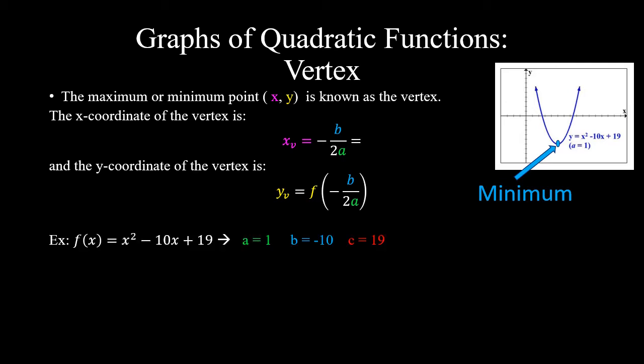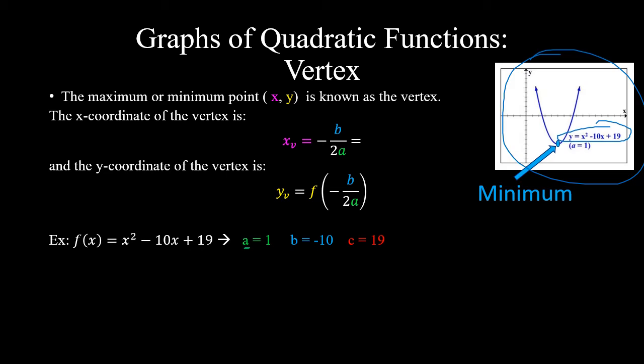So let's look at this example that I have right here on the screen. This function is y equals x squared minus 10x plus 19. The first thing you should always do when you're dealing with a quadratic function and you're trying to graph it is write down your a, your b, and your c. So I'm going to look at my quadratic function, x squared minus 10x plus 19, and find my a, my b, and my c.